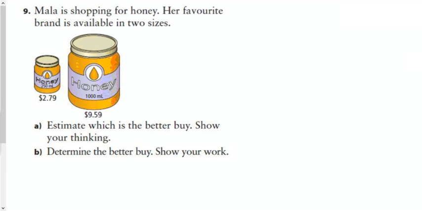Honey is disgusting. Well, that's so negative. Bees do, they work so hard for this. They want to make you happy, and you like the bees, but not the honey.